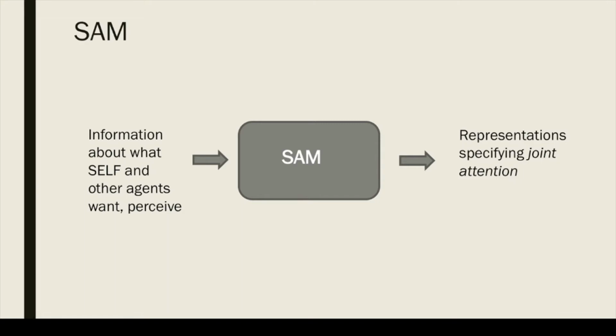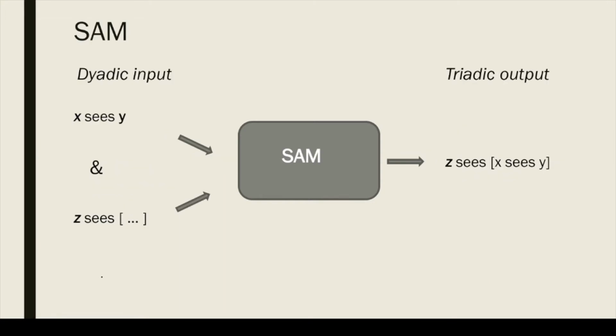In short, the functional role of SAM is the following. As input, it takes information about what self and other agents are perceiving, or what their goals are, and then it outputs triadic representations specifying shared or joint attention. Schematically, it takes as input dyadic representations of the form X sees an object Y, and Z sees some event, and it outputs representations of the form Z sees that X sees something. As we said, EDD uses mostly, but not exclusively, visual representations. It tends to rely heavily on EDD because joint attention is most usually inferred from visual cues.